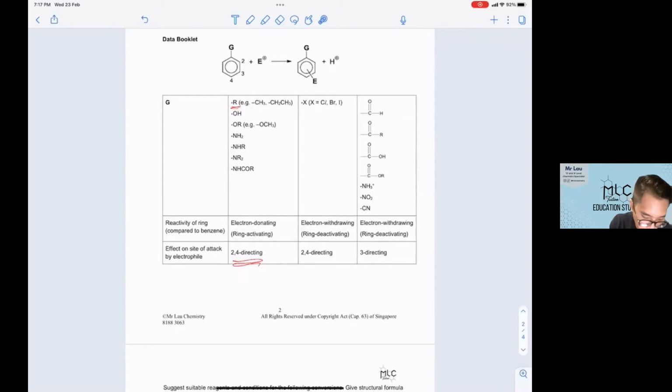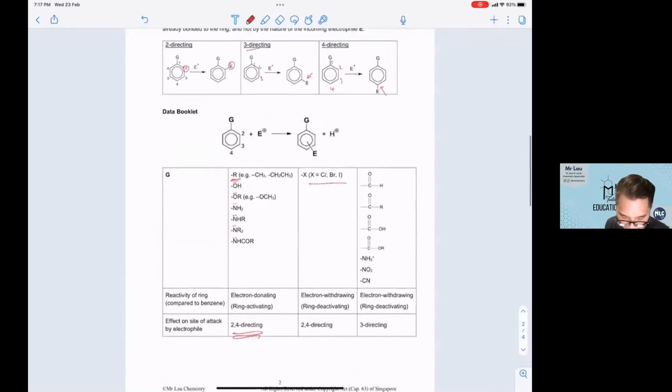Okay, anything with a lone pair over here, OH, OR, etc. All this will direct to the second and fourth position as well. Halogens are also 2,4 directing, but they are ring deactivating, meaning they make the ring less reactive. Okay, all the groups over here are ring activating, which means they make the ring more reactive.